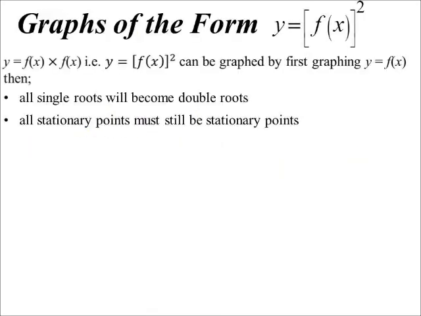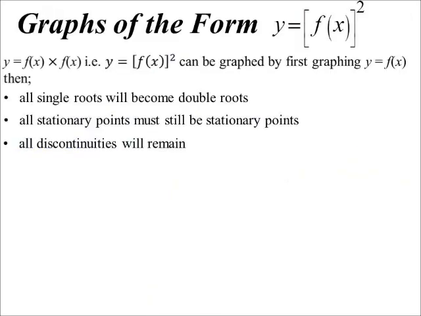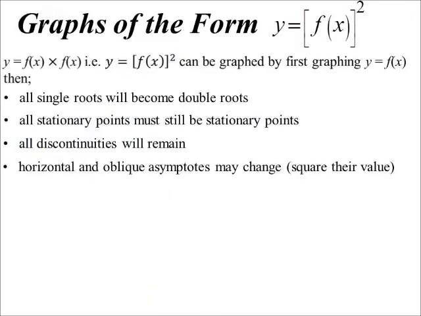Those stationary points will stay as stationary points. The y value might change, but at that x value. So if I square a number bigger than 1, it's going to go up there somewhere. A number smaller than 1, but of course this is negative, so it becomes positive. Discontinuities remain. Horizontal and oblique asymptotes will change. Basically, we're squaring everything.